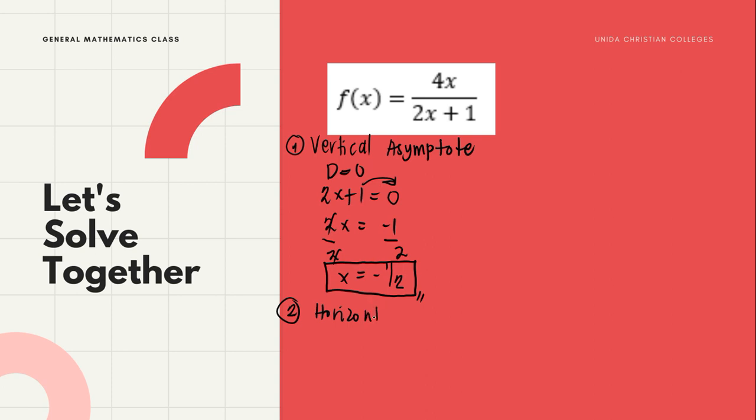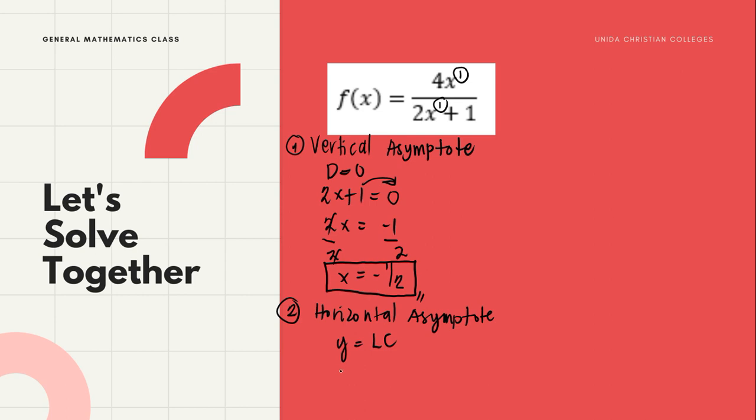Next, let's solve for the horizontal asymptote. So, horizontal asymptote po natin, meron po tayo ang rule. Okay, so check po natin ang ating degree or exponent. Sa numerator, highest degree is 1. Sa denominator, also, highest degree is 1. So, the degree of your numerator is equal to the degree of your denominator. Then, what will be our y? Our y will be equal to the leading coefficient.